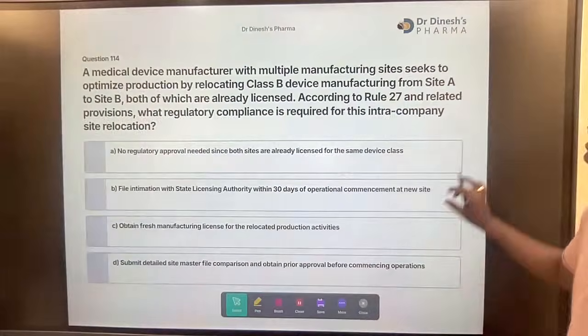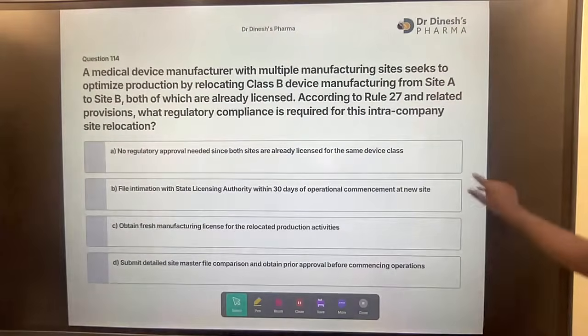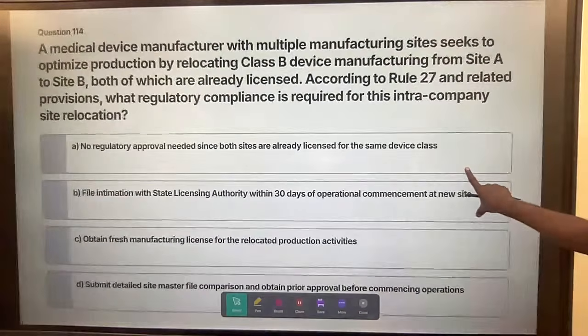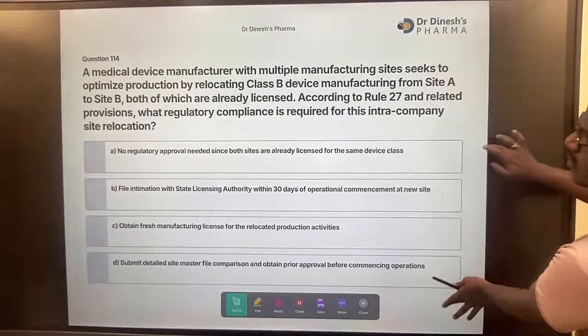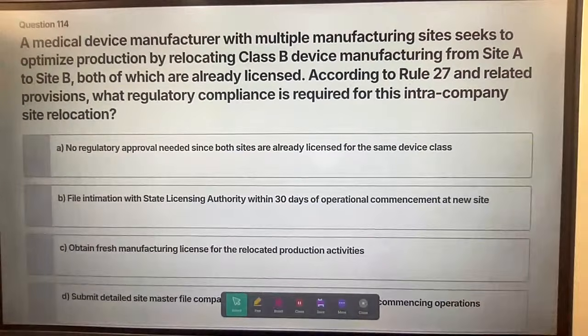Next, a medical device manufacturer with multiple manufacturing sites seeks to optimize production by relocating class B device manufacturing from site A to site B, both of which are already licensed according to rule 27 and related provisions. What regulatory compliance is required for this intra-company site relocation? A manufacturer has two licenses, right? But he relocated one group of device manufacturing. Then what will we do?